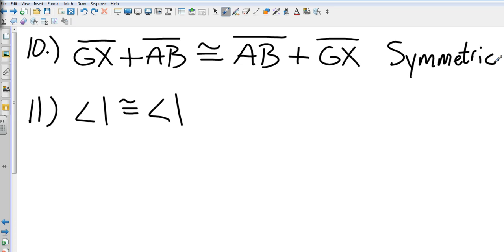Symmetric is the exact same thing. It's like a mirror. It just changes the order. Okay. Symmetric only works when you're adding and multiplying. There's no such thing as symmetry when you're subtracting or dividing. It doesn't exist. Okay. Number 11. Angle 1 is congruent to angle 1. Anthony. Reflexive. Okay. Something equals itself. Reflexive all the time.